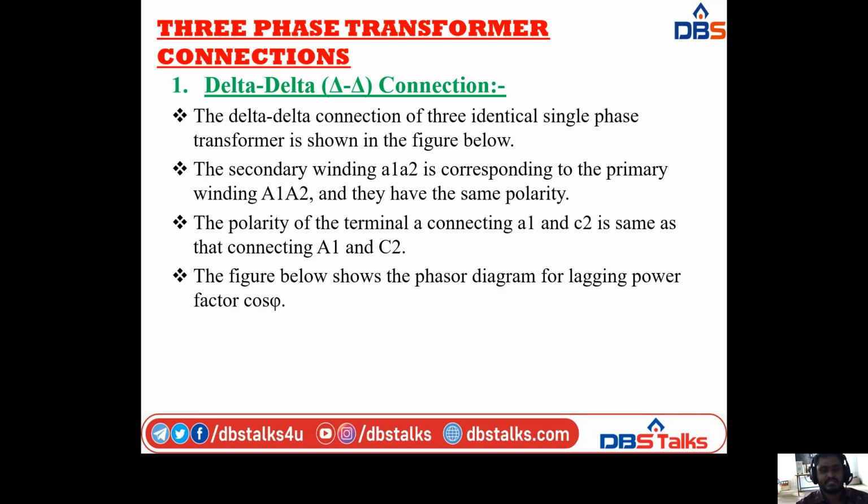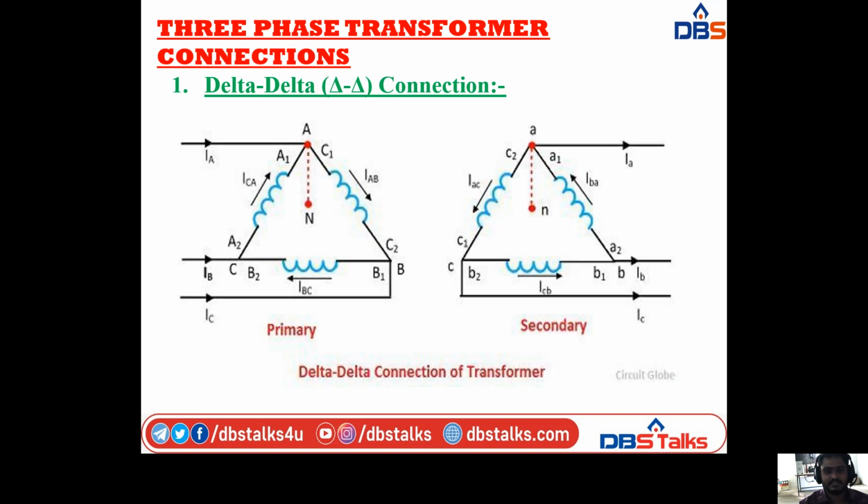The first one is the delta to delta connection. Here the delta to delta connection of three identical single phase transformers is shown in the diagram. We are taking the delta connection for the primary and secondary. You know already the transformer consists of two windings, one is primary and another one is secondary. So in the three-phase transformer, the primary winding is taken as a delta connection and the secondary winding is also in delta connection, that means a closed delta.